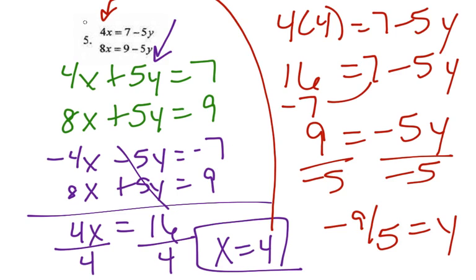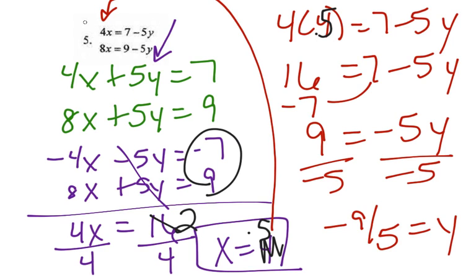So to check it, you're going to say 8 times 4 is 32. 9 minus 5 times negative 9 divided by 5 is 18, so it makes me think something might be wrong. As I look, I discovered that the problem was right here. When you combine those, instead of getting 16, I should have gotten 2. So when I divided by 4, I should have gotten 0.5. Messes everything up over here. This should have been a 0.5.